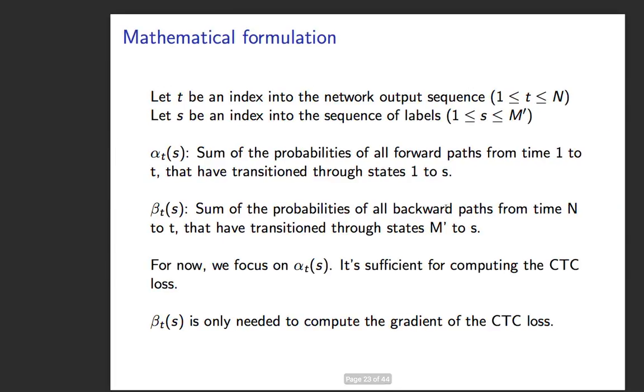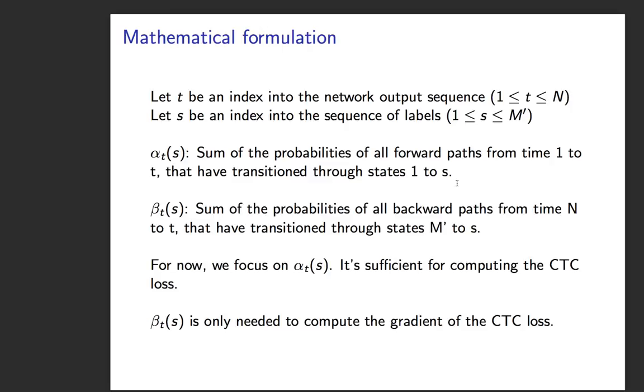Okay, so we're going to come up with these two expressions. One we call alpha t of s, and the other we call beta t of s. For now we can ignore beta. Alpha is a little more intuitive to think about. It's a bit of a mouthful to say what it means. I call it the sum of the probabilities of all the forward paths from time 1 to t that have transitioned from states 1 to s. Here s is a number that's less than or equal to the maximum number of states in the modified labeling.